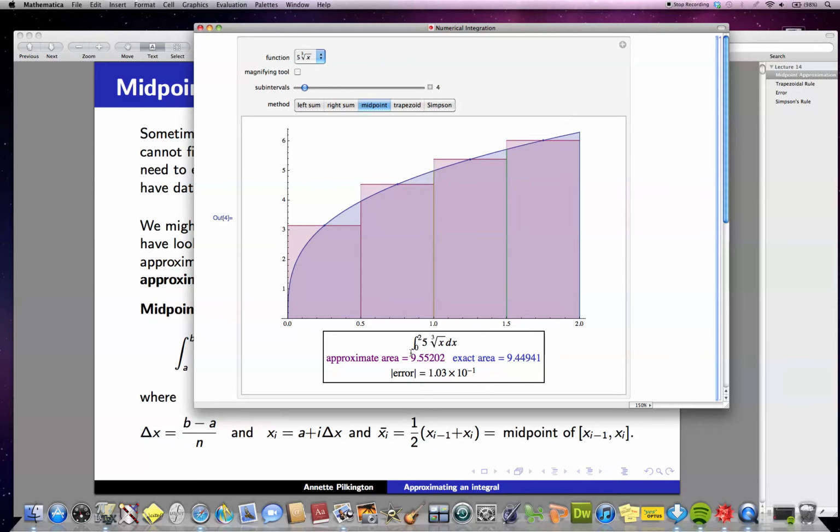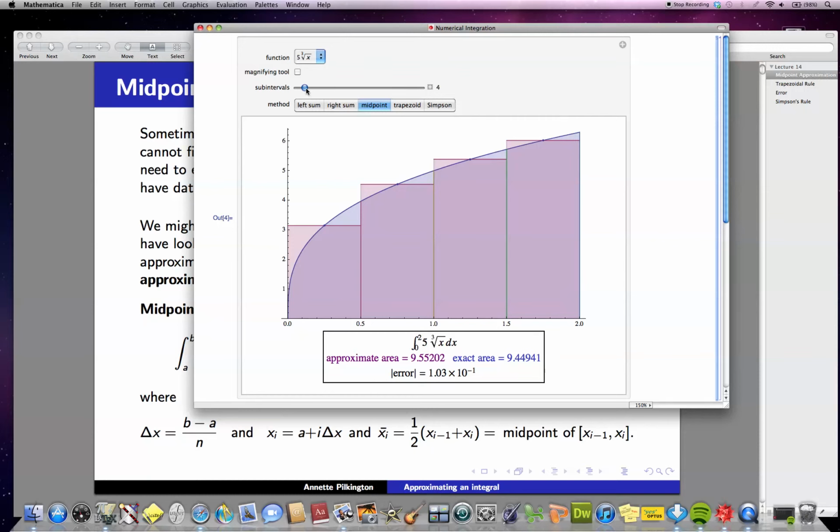And here the computer has calculated the exact area because it can compute the limit as n tends to infinity of this process, where n is the number of approximating rectangles, and we know from Calculus 1 that that limit is the actual value of this definite integral. So we know the exact area is 9.44941, and the sum of the area of these 4 rectangles is pretty close. It's 9.55202. So it's over a little bit, and the actual value of that error is 0.103.